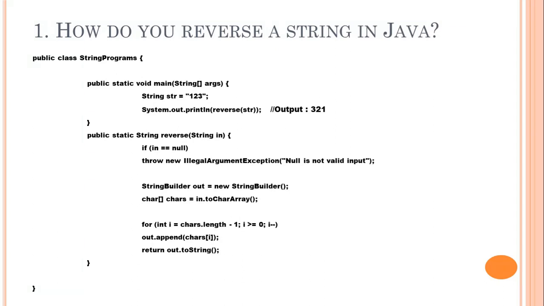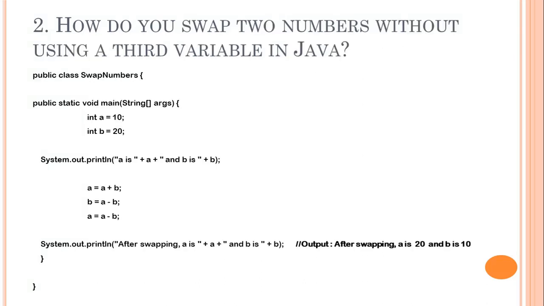Since our return type is String, we need to return a String object, so we are converting the StringBuilder into a string via the toString method, which is provided by the Object class. Since StringBuilder is a subclass of Object, we can use that. Okay, and let's see the second program.